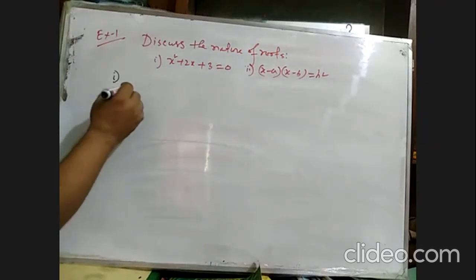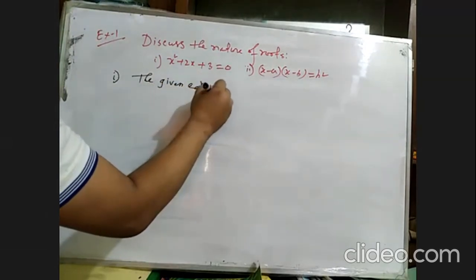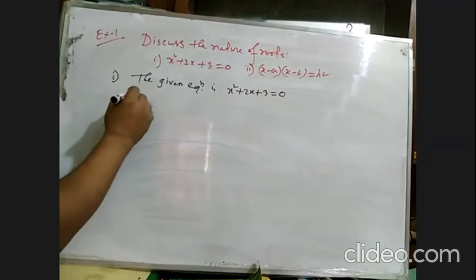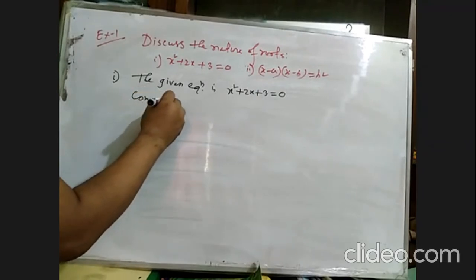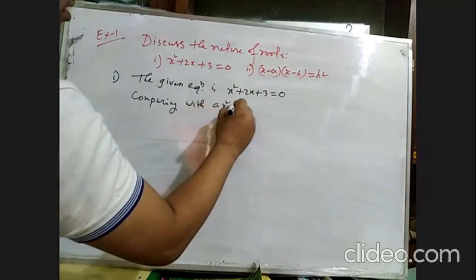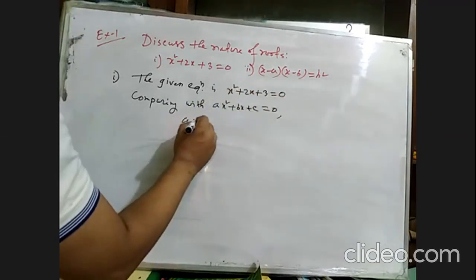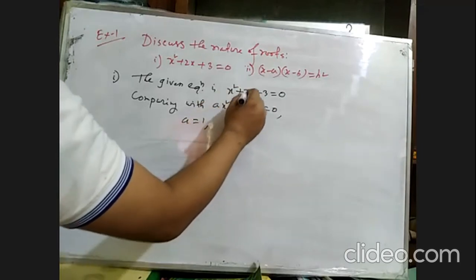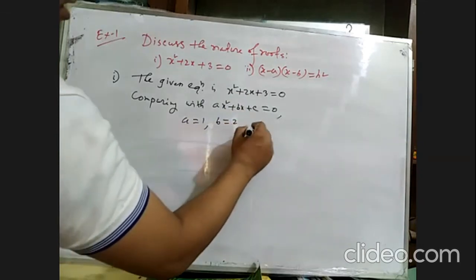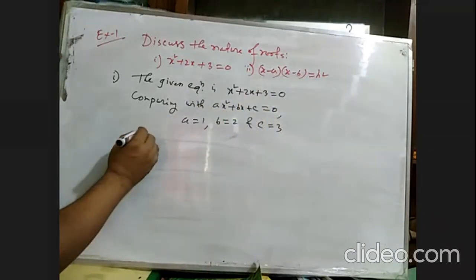For the first one, the given equation is x square plus twice x plus 3 equals to 0. Now comparing with the standard quadratic equation x square plus bx plus c equals to 0, here a equals 1, b equals 2, and c equals 3. Just comparing. Now the discriminant.